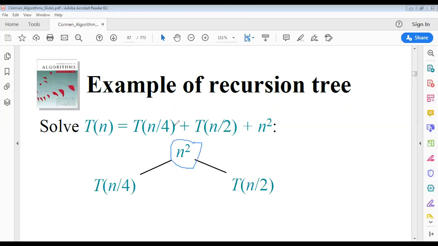and two children, first child T of n by 4 and second child T of n by 2. Like here, it has three components: T of n by 4, T of n by 2, and n square. Next, we will put the value of T of n by 4 and T of n by 2.